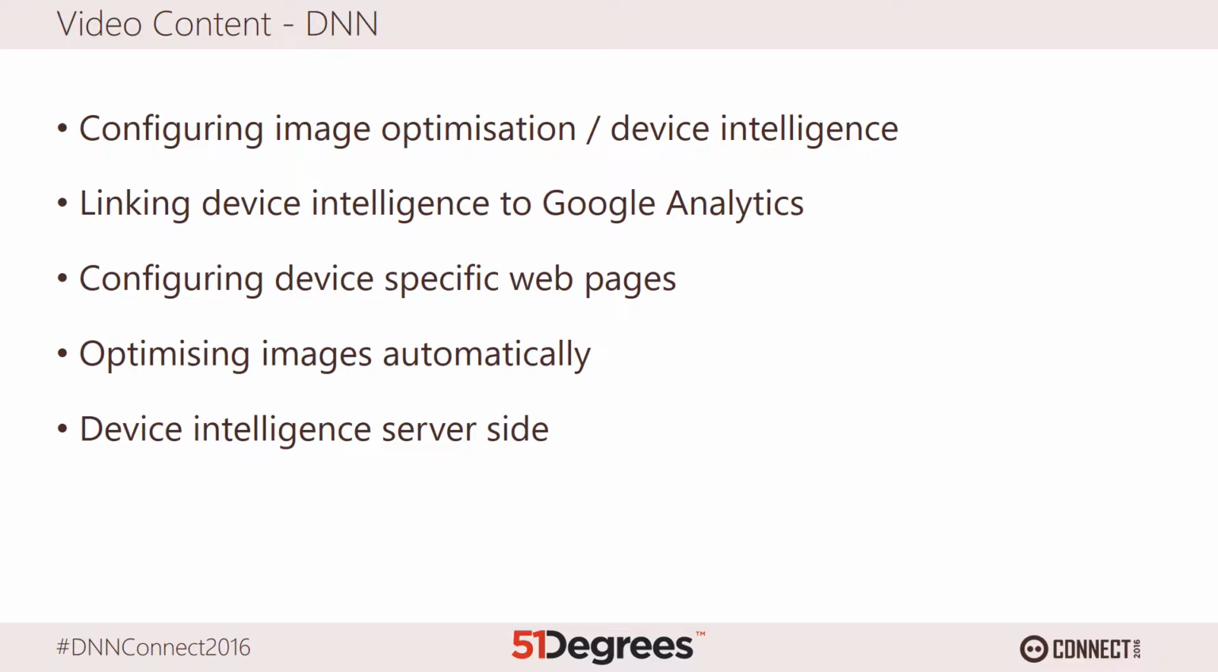This video is going through the 5 major elements of that particular part of the session: configuring the DNN system to enable these features, linking the device intelligence to Google Analytics, configuring some specific web pages so that they can be optimized and altered for different types of devices, how to optimize images automatically, and then also how to access the device intelligence server side.